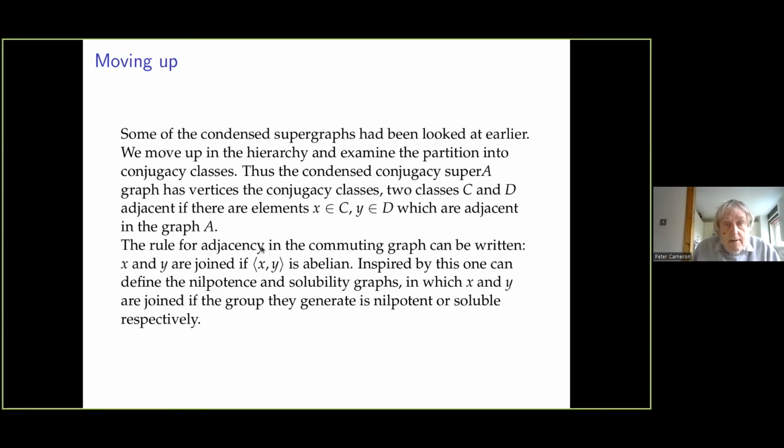And in the commuting graph, we joined X and Y if the group they generate is abelian. So people have looked at what happens if you replace abelian there by nilpotent or soluble. What can you say about the graphs, or indeed the condensed graphs, that you get by joining two conjugacy classes if there are elements in those classes that generate a nilpotent group or a soluble group? As I say, these graphs have been studied before.